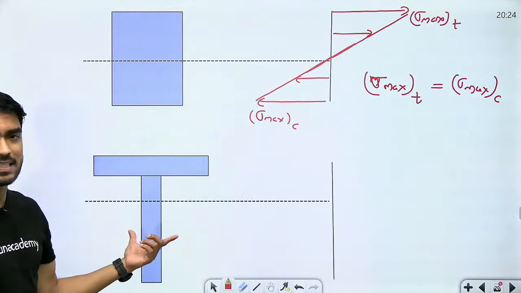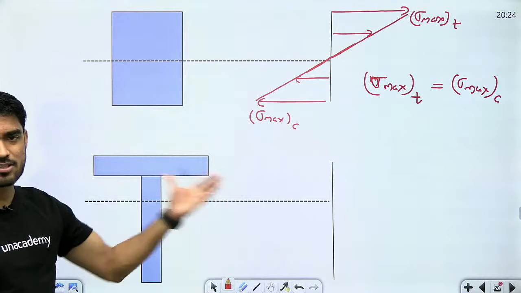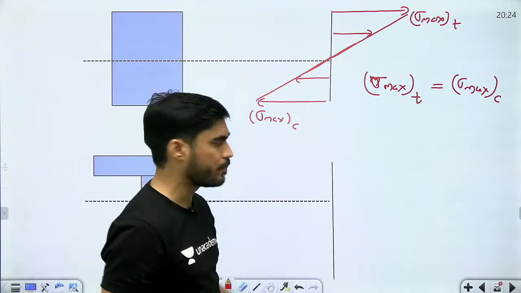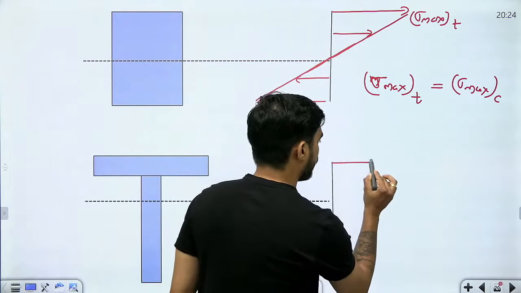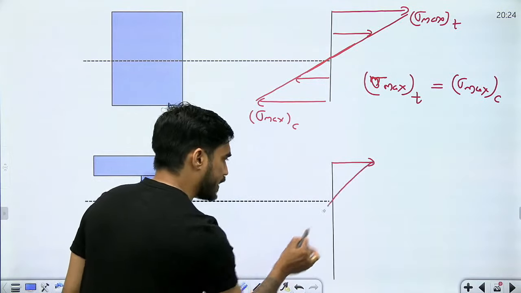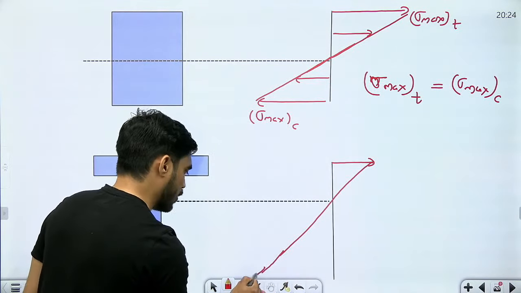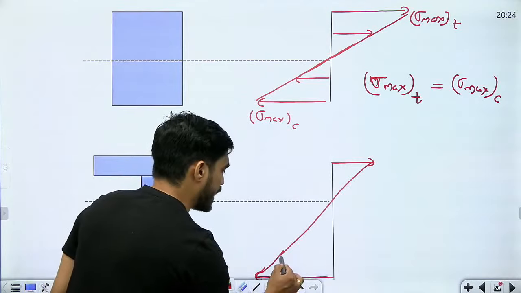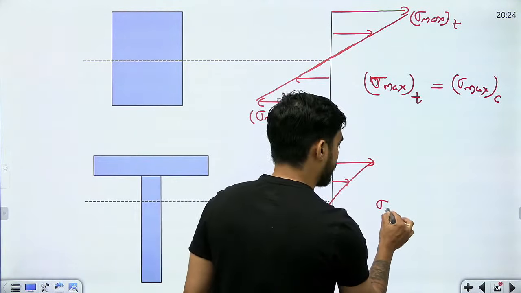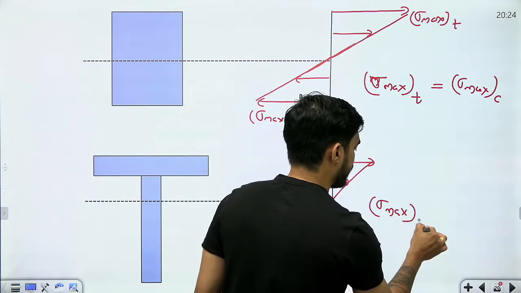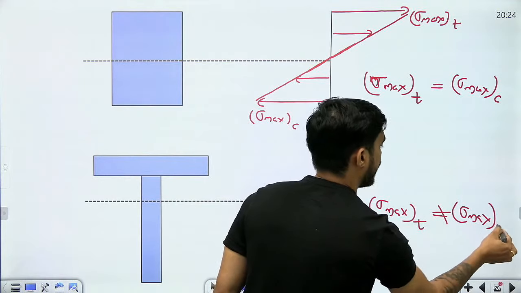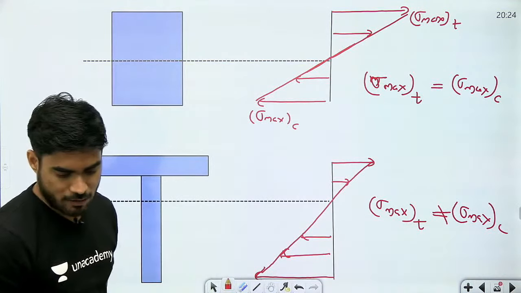But let's say we have a T section. So neutral axis here is not at the center. You will see that neutral axis is closer to the top. So beta, at the top y will be less, so sigma will be less, and at the bottom y will be more, so sigma will also be more. So you will get this type of distribution. So you can see here that sigma maximum in tension is not equal to sigma maximum in compression. Okay, so beta, what does it mean?